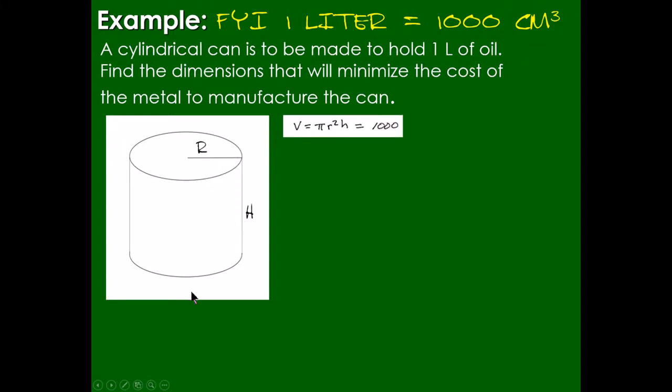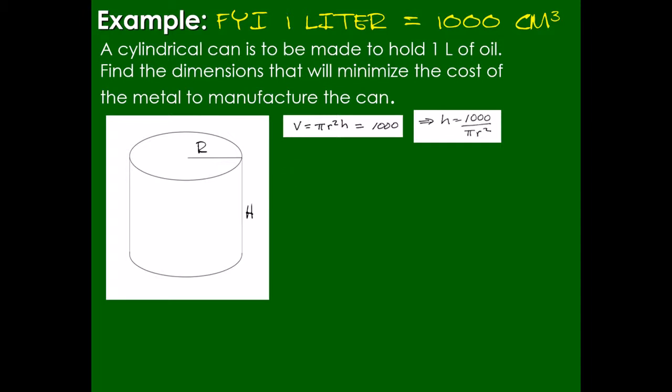And the volume of a can is pi r squared, which is the area of the bottom, times the height. So the volume of the cylinder is pi r squared h, and that has to equal 1,000. Solving for one of my variables, I'm going to solve for h because I don't want to take a square root. So I get h is equal to 1,000 over pi r squared.